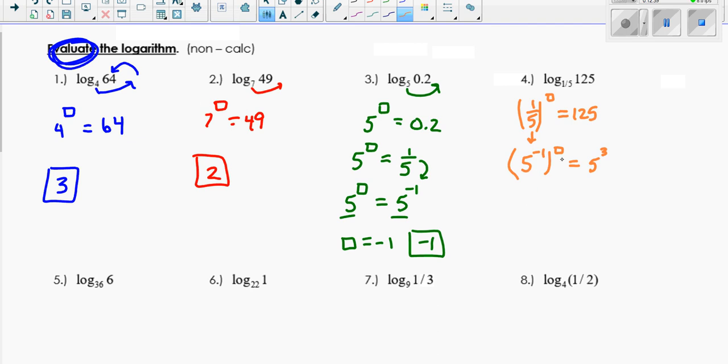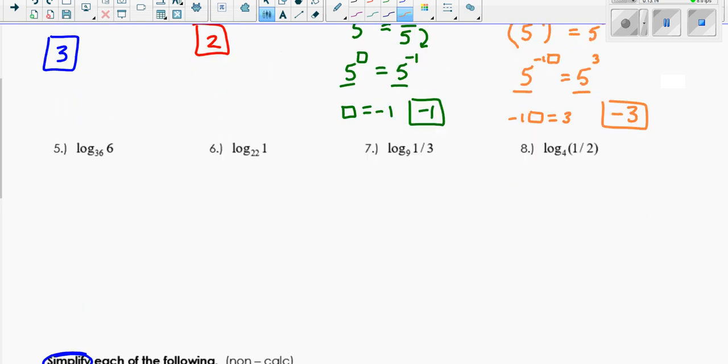If I have 5 to the negative first raised to something, I'm multiplying my exponents, so that's -1 times something equals 5 to the third power. Notice I have the same thing that I did in the last problem. I have the same base. Well, if the bases are the same, then their exponents must be the same. So now I can say that -1 times something equals 3. Well, since this is multiplication, I would divide by -1. 3 divided by -1 is -3. And that means that log base 1/5 of 125 is -3.